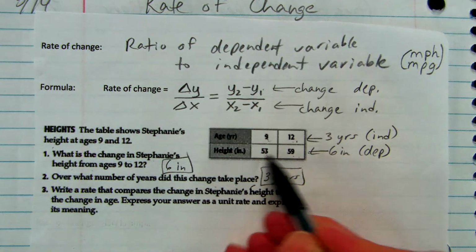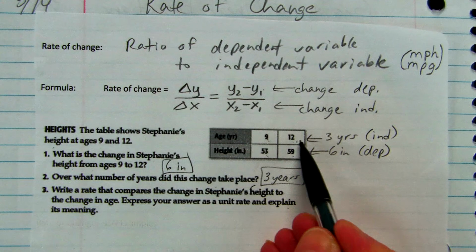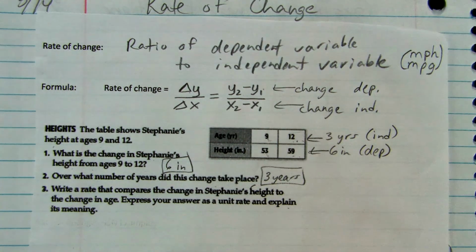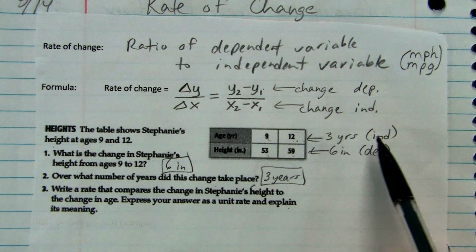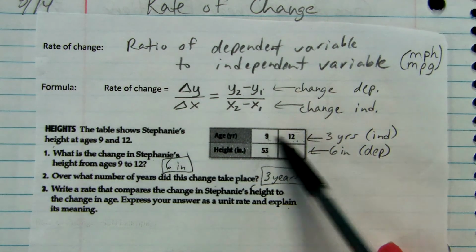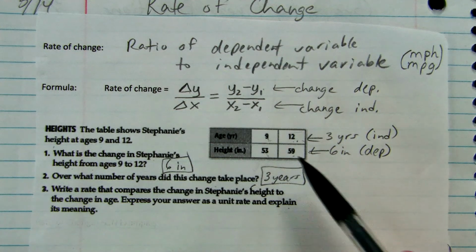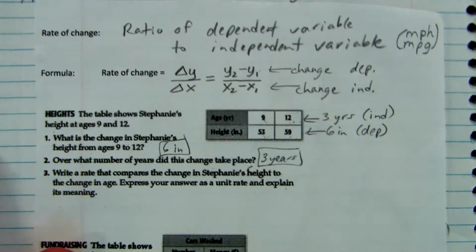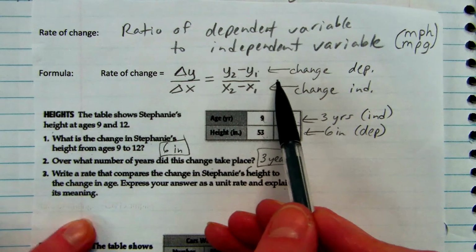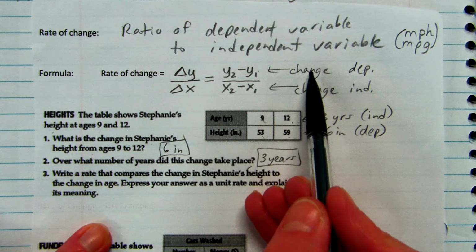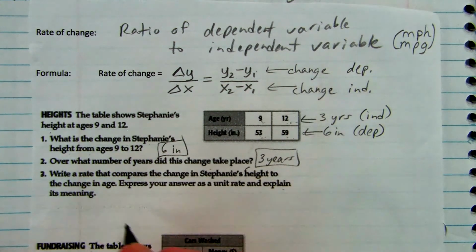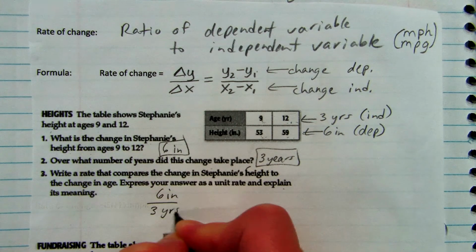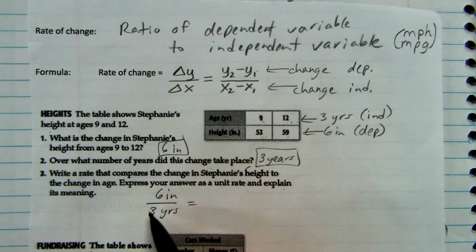And the reason is her height is going to depend on how old she is. So she really didn't get to choose her height, and she didn't get to choose her age, but time a lot of times will be your independent variable because time just happens. But the height depends on her age. Okay, so if we're looking at this and we're doing the change in the dependent over the change in independent, we would be doing 6 inches over 3 years. And you take 6 and divide by 3.